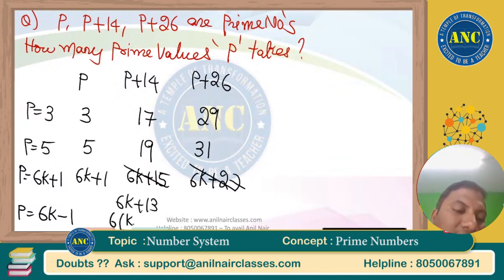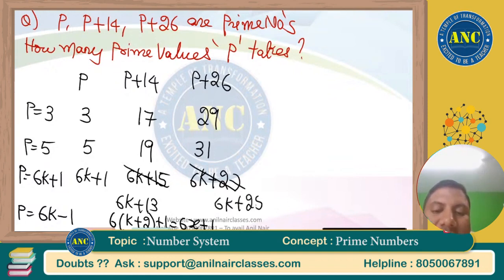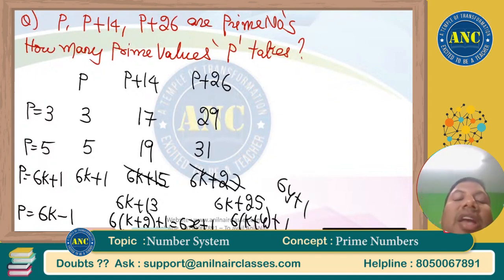P plus 14 is 6k plus 13, which is 6 into k plus 2 plus 1. k plus 2 I will call x. Similarly, P plus 26 is 6k plus 25, which is 6 into k plus 4 plus 1. I will call it 6y plus 1. That means if I take a prime number 6k minus 1, there are some P plus 14 values of the form 6x plus 1 and P plus 26 of the form 6y plus 1.